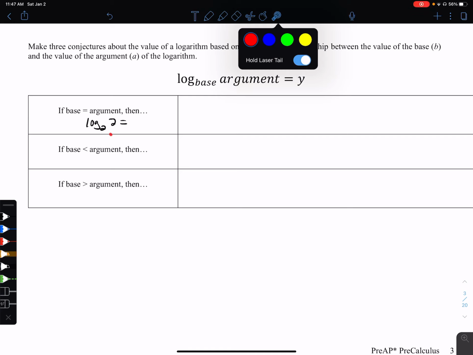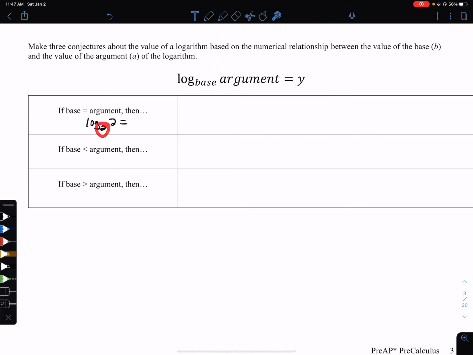Well, once again, what does this mean? This means 2 to what exponent is equal to 2? If the base and the argument are the same, that means the value of this logarithm has to be equal to 1. It's got to be equal to 1.